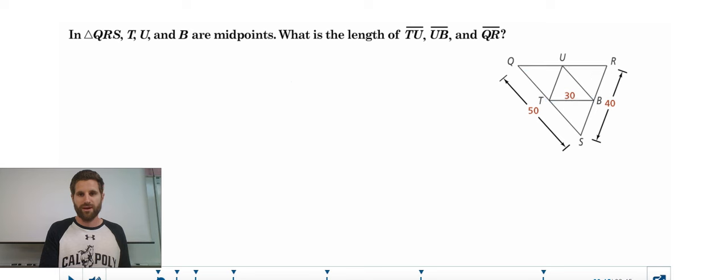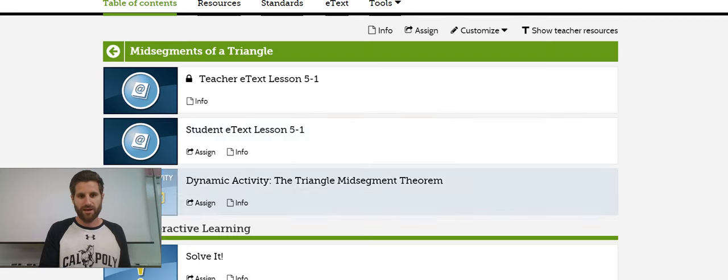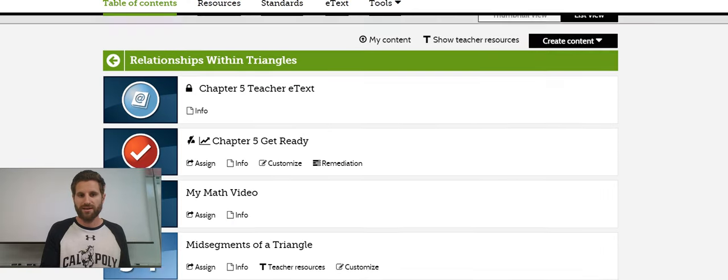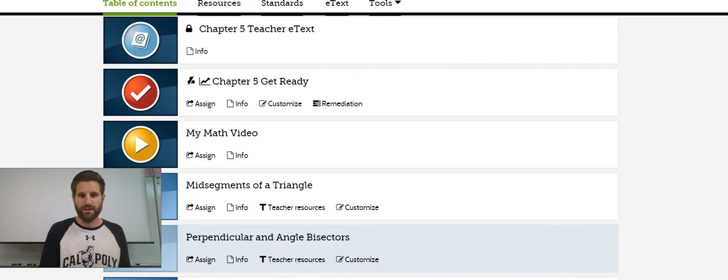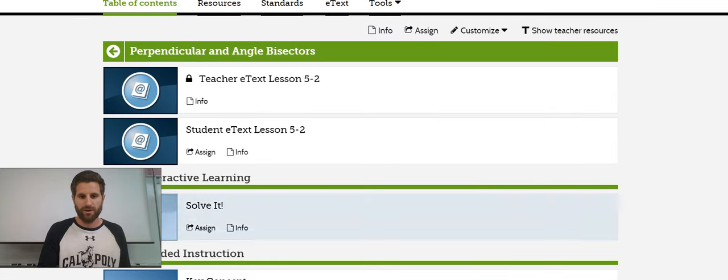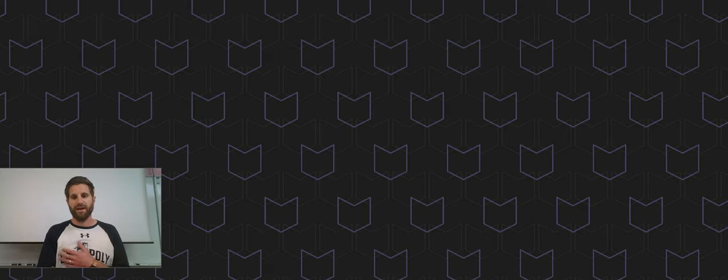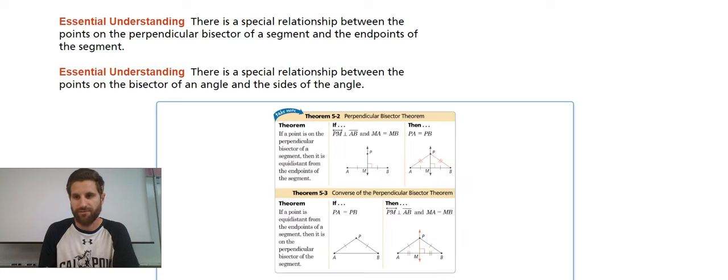All right, let's go ahead and switch over. I'm actually going to exit this, and I'm going to switch over to chapter 5.2. I had it queued up, but I'm a little worried that it might have timed out. So let's jump right in to 5.2. So here we go, looking at 5.2.